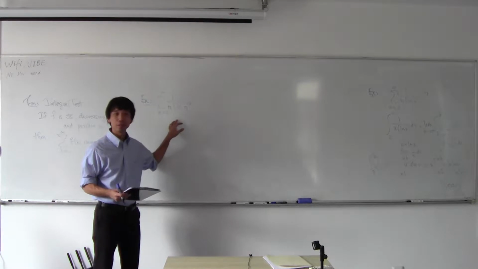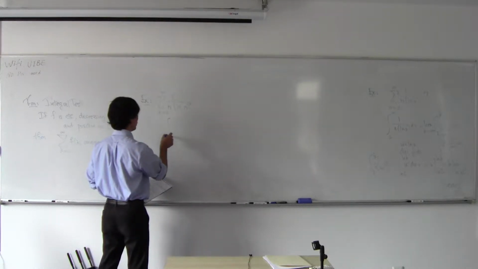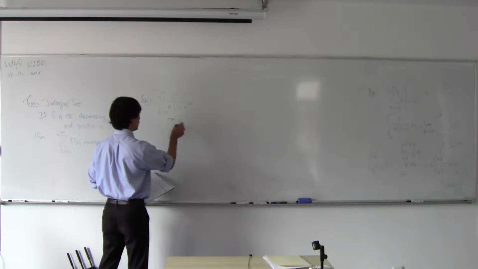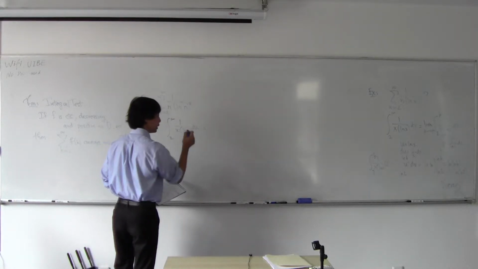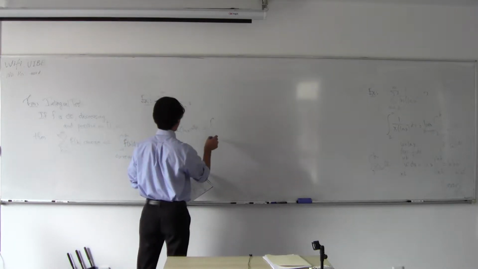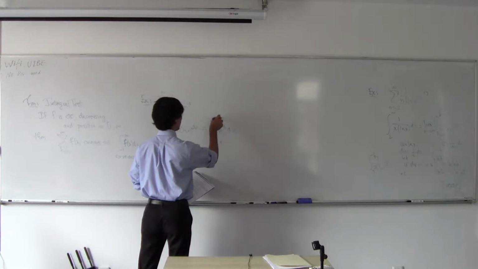What's the answer? Converges or diverges? Who says it converges? Who says it diverges? It converges, right? Why? Because you take the integral from 2 to infinity of 1 over x natural log of x squared, and you play exactly the same game. You're going to get u to the minus 2 du, from natural log of 2 to natural log of b.